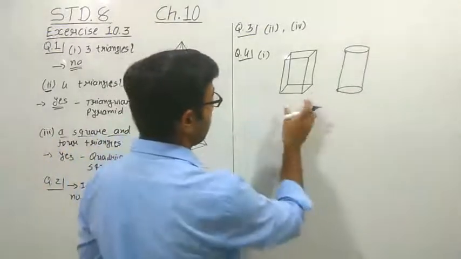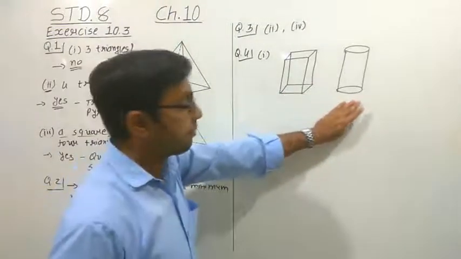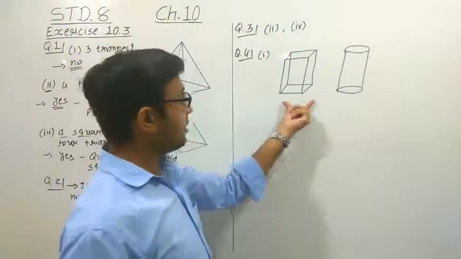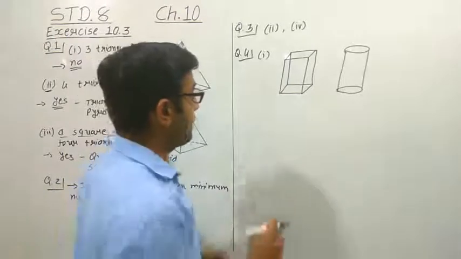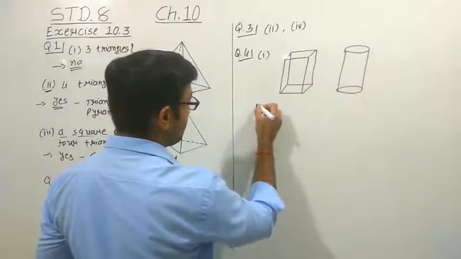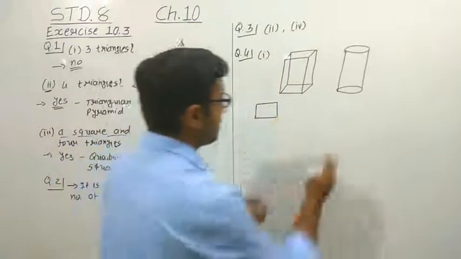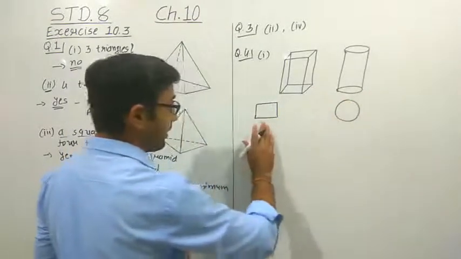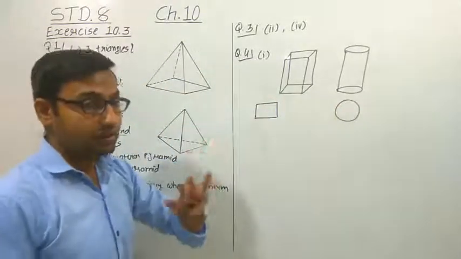Suppose here we have the base as a rectangle, and here our base is what? A circle. So if we increase the number of sides from 4 sides, I have just drawn this base. This base is like this, and this base is a circle. So if this rectangle becomes this kind of circle, then these two shapes will become alike.